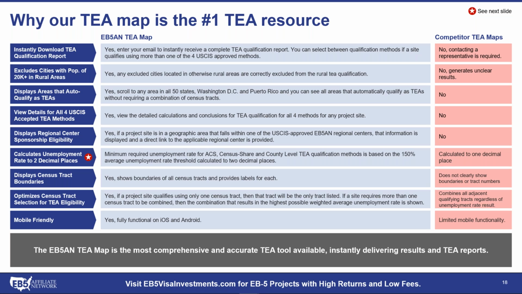Then we optimize census tract selection. If a site requires more than 1 tract, then the combination that gives you the best possible weighted average is shown, but using the least number of tracts that you need. So if you could do it with 10, but you also could do it with 7, then our map is going to show you the 7. It's not going to just combine everything just because it's there. So it's kind of a little bit of second order thinking there.